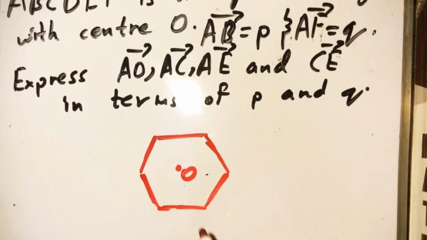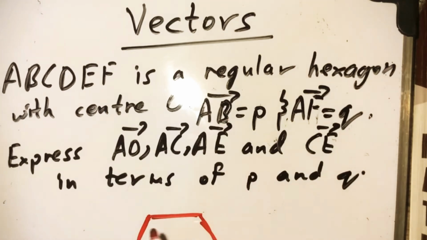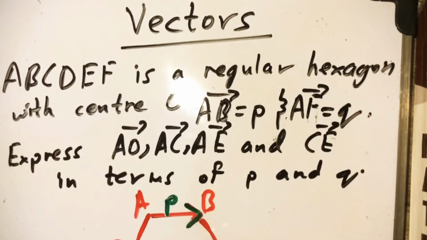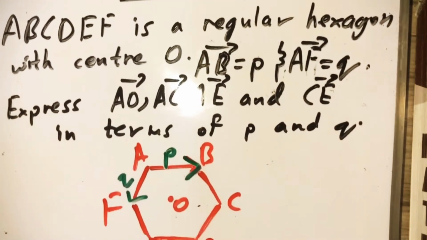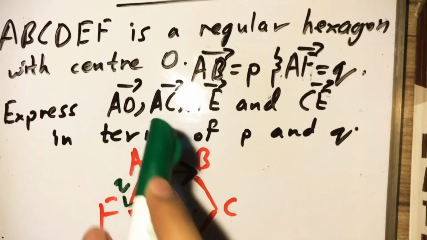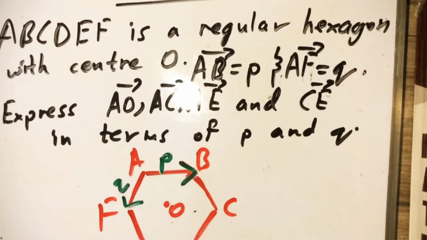The center is O. Let's have this as A, B, C. AB is equal to P and AF is equal to Q. Now we have to find first AO.